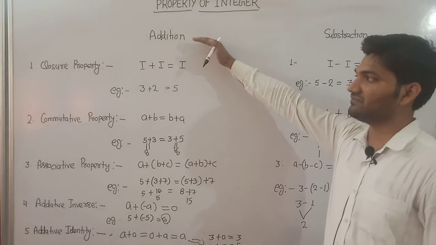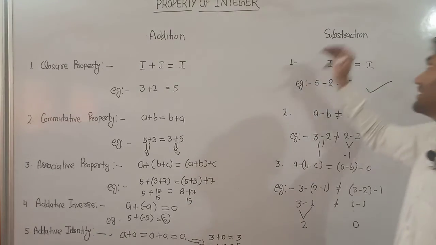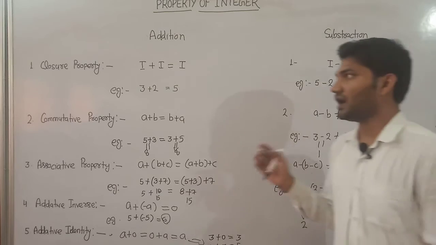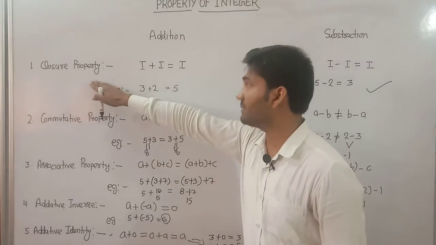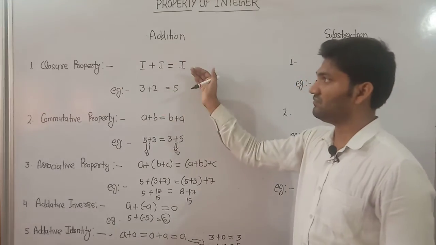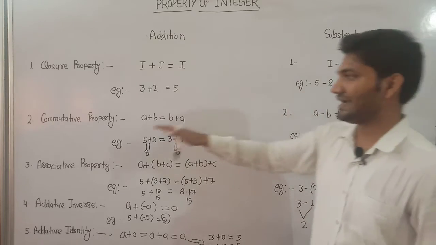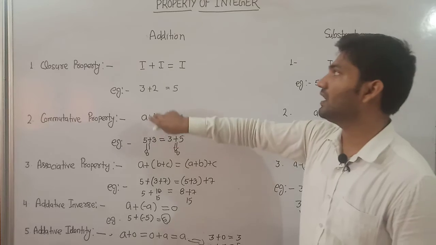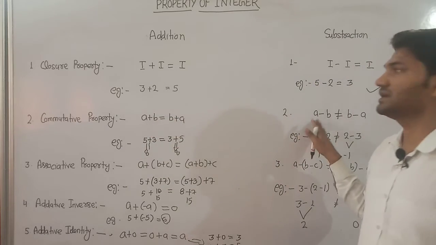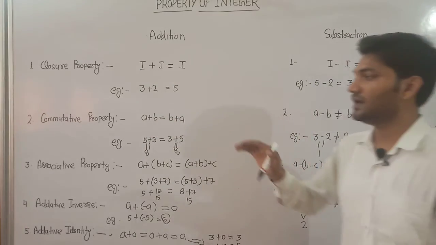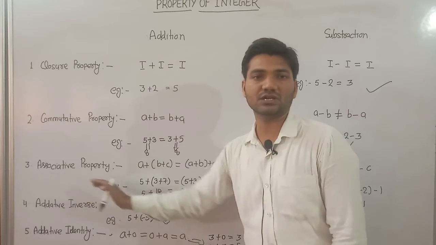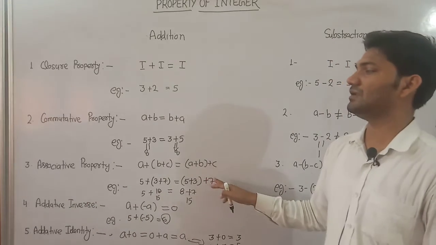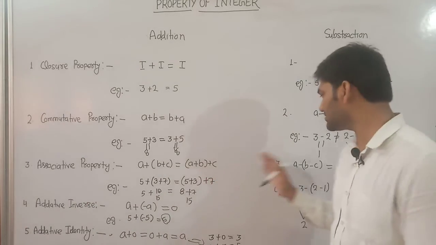It means, first I discuss the addition and second I discuss the subtraction. First is the closure property. The closure property is fulfilled for addition and subtraction both. Second is the commutative property. The commutative property is fulfilled only for addition, not subtraction. It is not applicable for subtraction. Third is the associative property. The associative property is also applicable only for addition, not subtraction.